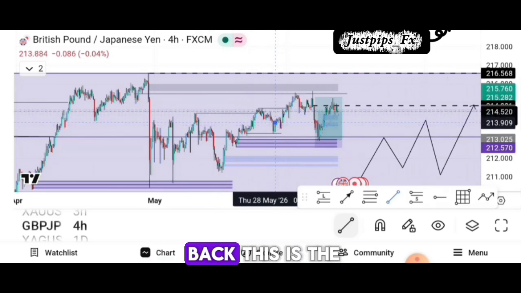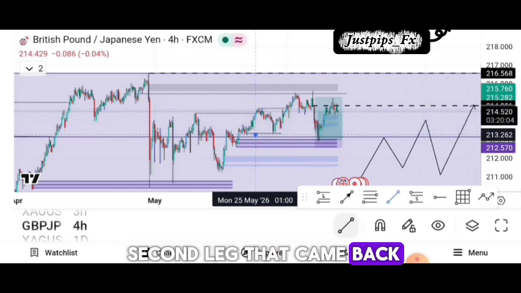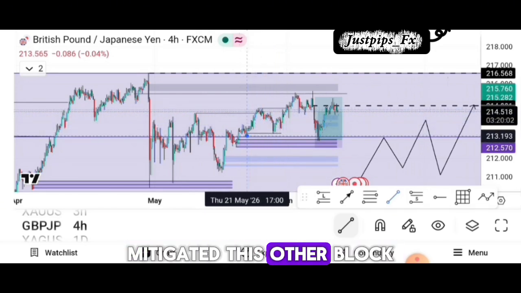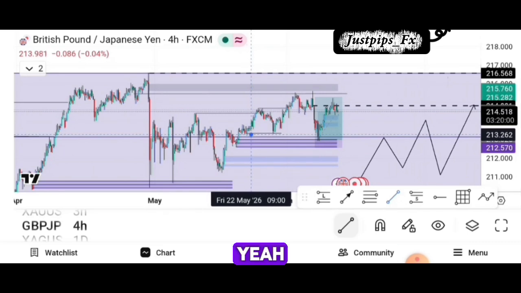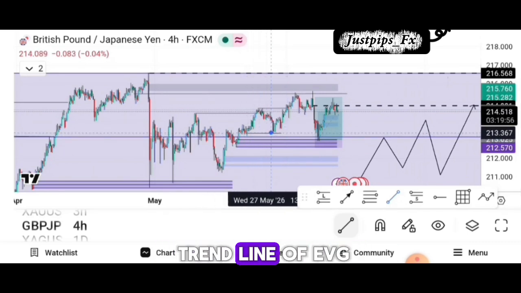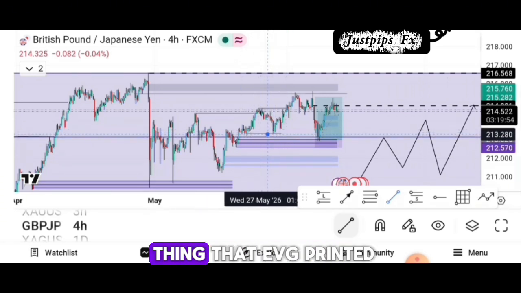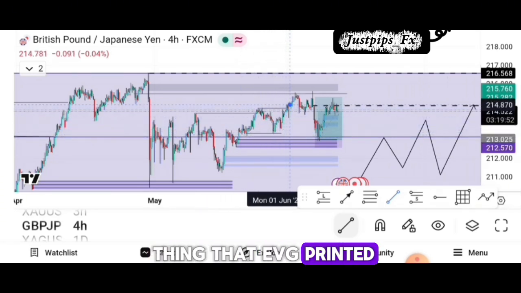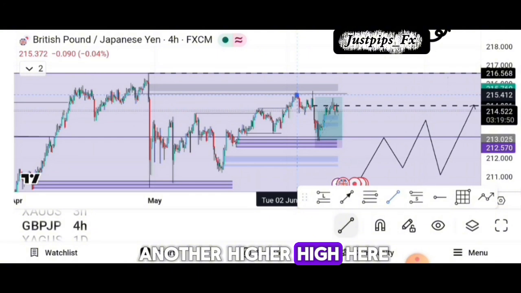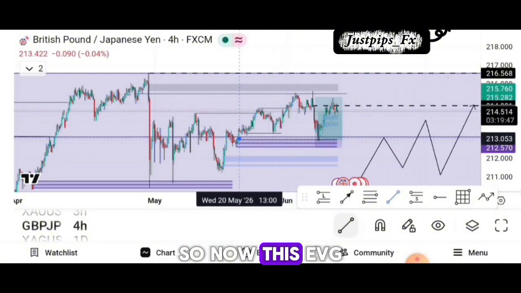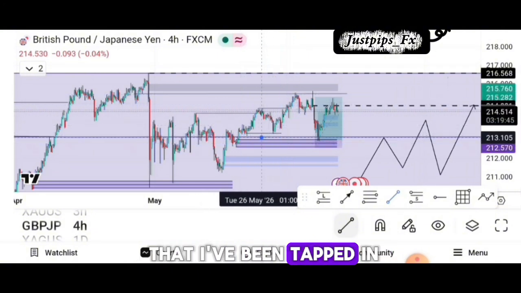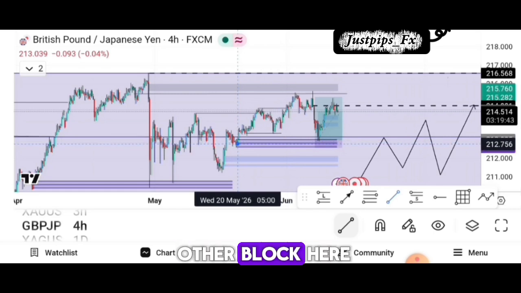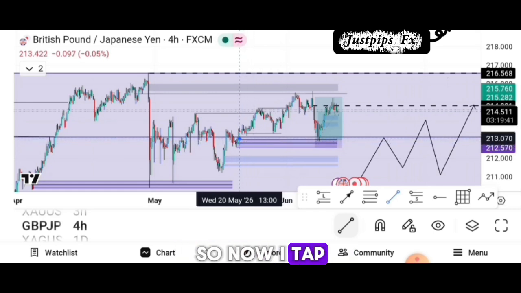Now the market came back. This is the second leg that came back, mitigated this order block here, or mitigated the same trend line of FVG, tapped into the same trend line of FVG, and printed another higher high here. So now this FVG that I've tapped into is closer to my order block here. So now I term this as valid.